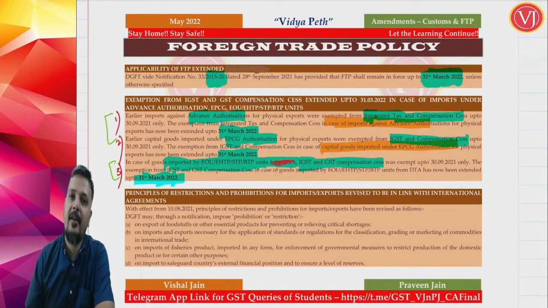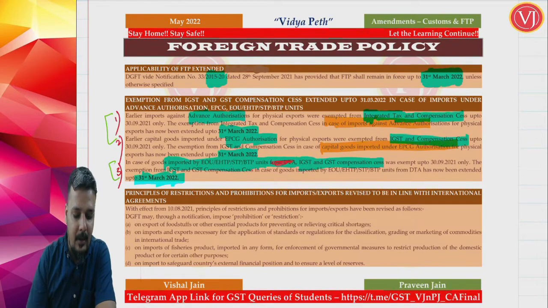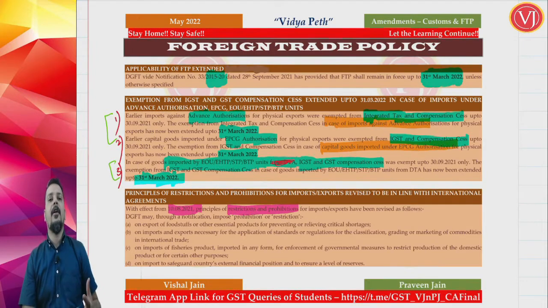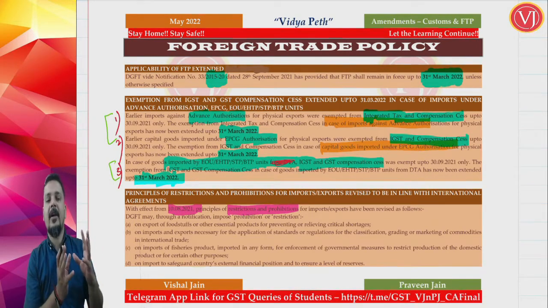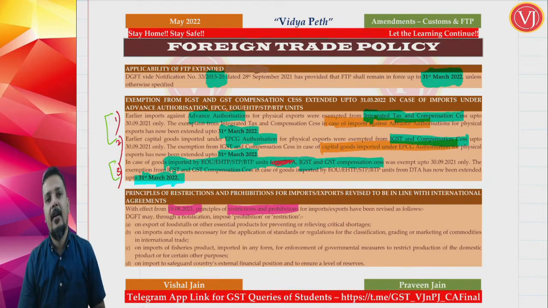Now friends, a few changes were brought out on 10th of August 2021 with respect to your principles of restrictions and prohibitions. When you talk about your foreign trade policy, the goods can be categorized as prohibited goods, restricted goods, canalized goods and free goods. The focus is on the first two categories, that is prohibited goods and regulated goods.